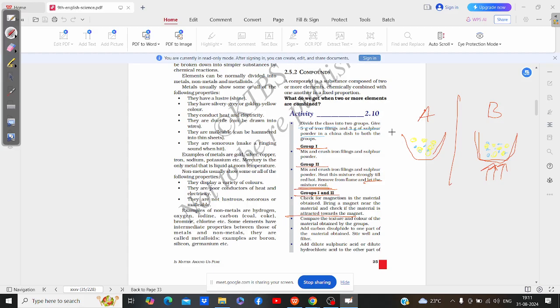So when you bring the magnet near this mixture, some of the materials are going to be attracted towards the magnet. Now what we can do is take those materials which are attracted to the magnet, and verify the texture and color of the material.